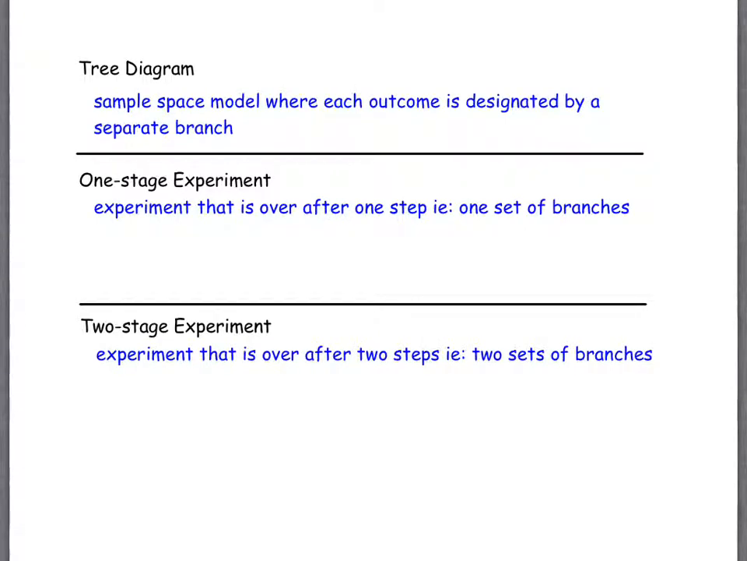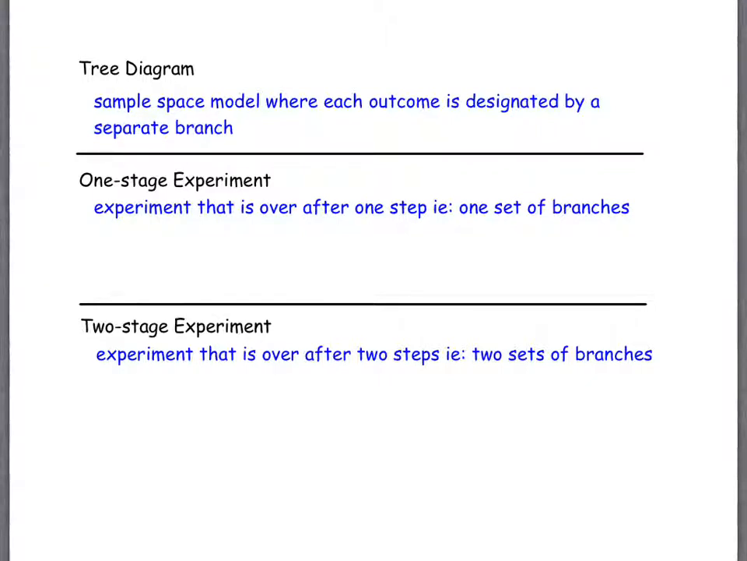A tree diagram is a sample space model where each outcome is designated by a tree branch. You may have seen a tree diagram before. You may not have. You can work with probability and never talk about tree diagrams. In fact, when I teach contemporary math and I talk about probability, I don't use tree diagrams because their book doesn't use them at all. But they're a great visual, and they're excellent when you're working with younger students for that visual.